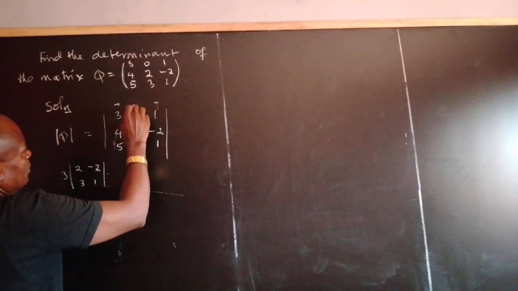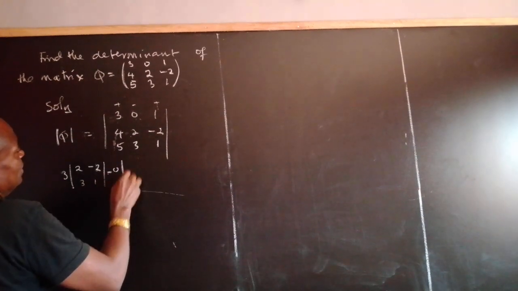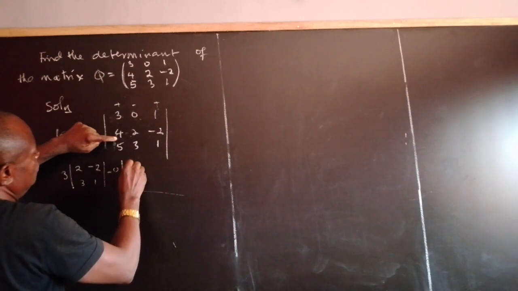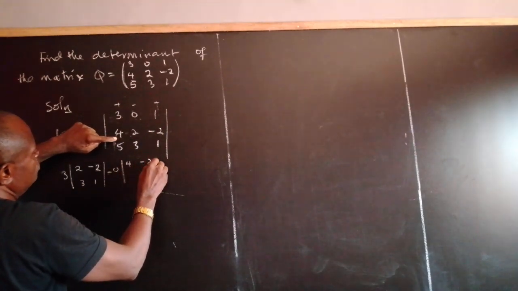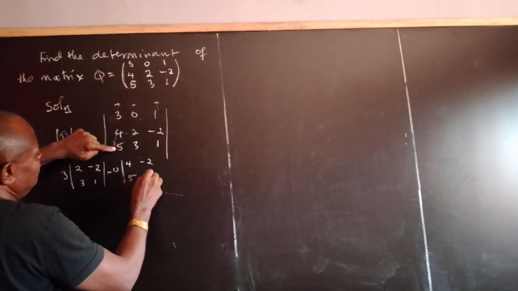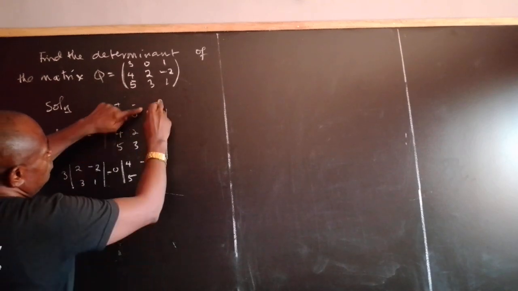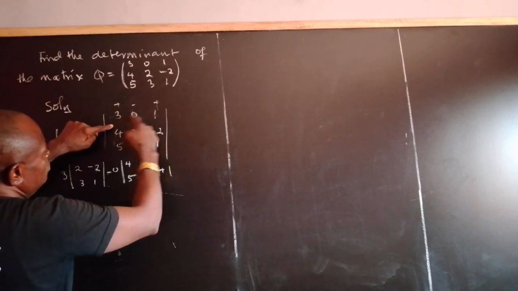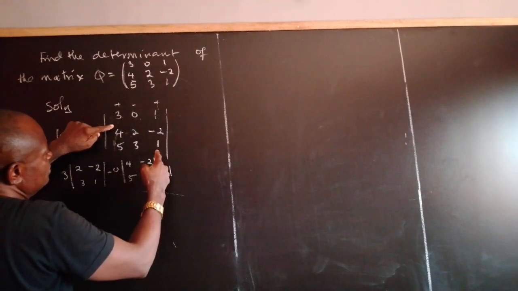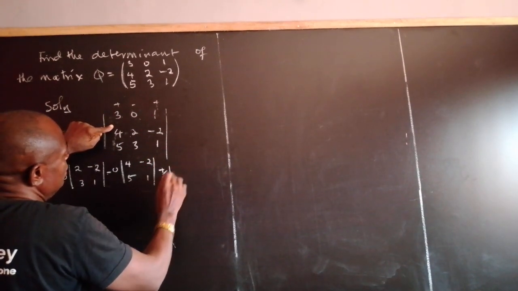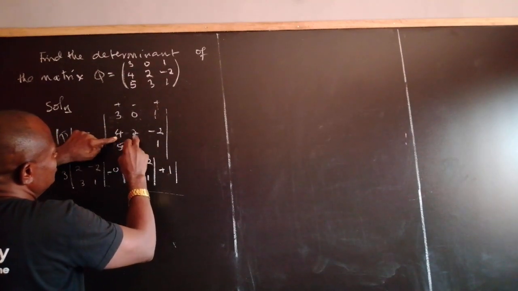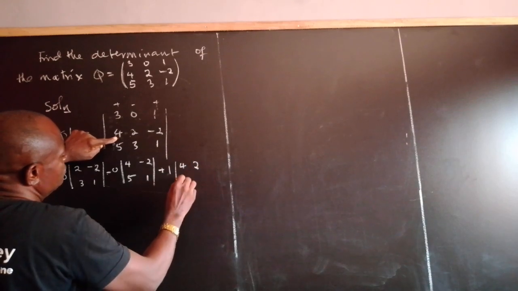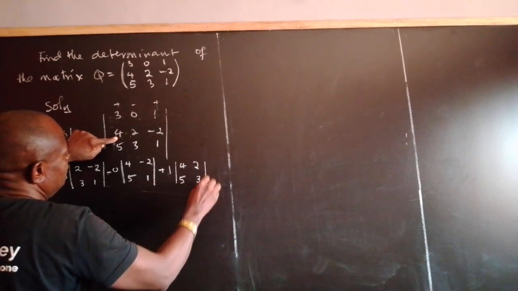So the sign here will change to minus, and if you cross this, you are left with element 4, element 2, then element 5, element 1. The last one is plus 1, this one outside. So you cross this line and cross this column, you're going to have 1 multiplying. These are the 4 elements remaining: 4, 2, 5, 3.